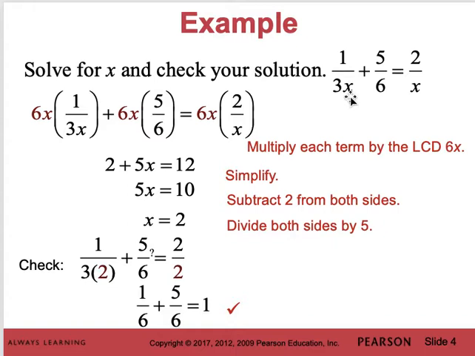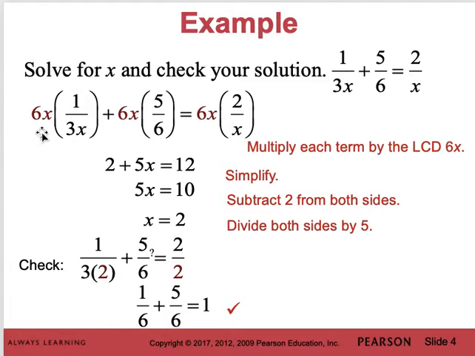For the variables, the lowest term x is x to the first power. So x would be the least common denominator. If we combine the variable and the number together, we have 6x. So 6x is our least common denominator. So what we'll do is multiply each term by the least common denominator, which is 6x.